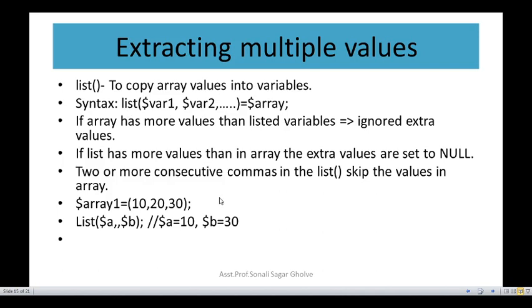See, in this $array1, here are the elements 10, 20, 30. And in the list only $a, comma, $b. Here we are using 2 commas. When we use 2 commas, it will skip the value between them. So don't give consecutive commas in the list unless you want to skip a value.